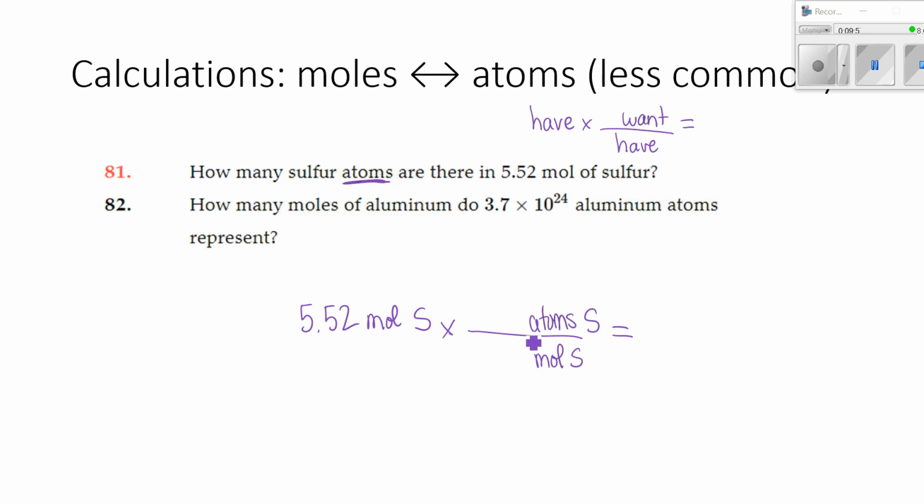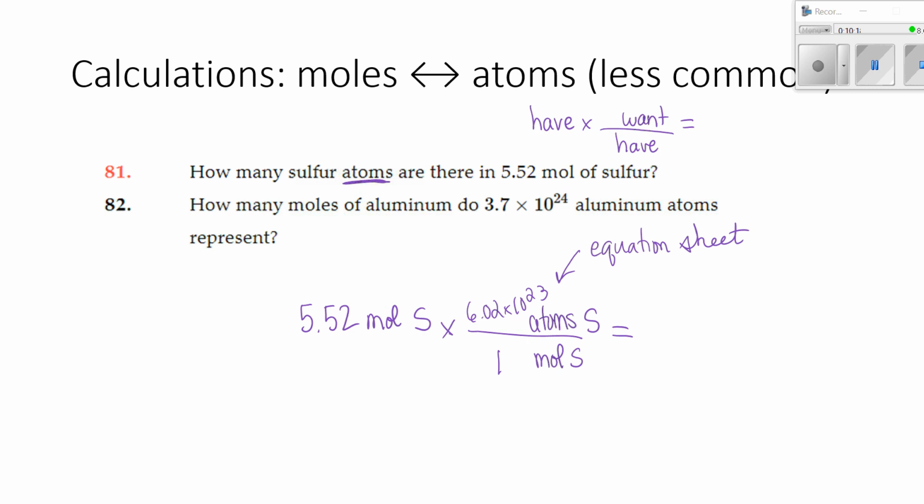All right, and do we know this relationship? Yes, 1 mole of sulfur has 6.02 times 10 to the 23rd atoms. Do you need to memorize this value? No, this is found on your equation sheet, which is also found in the course resources in the content library. So you can find that there.